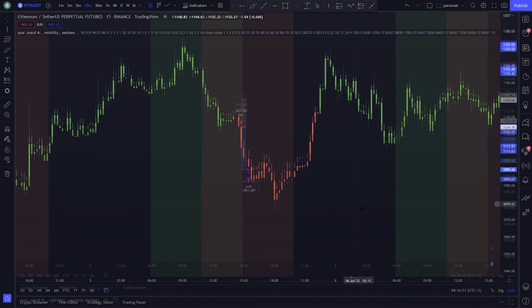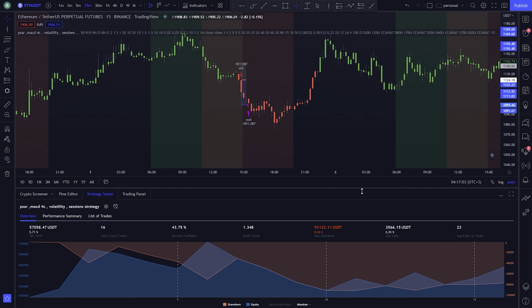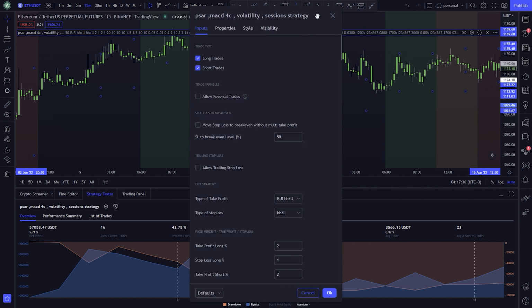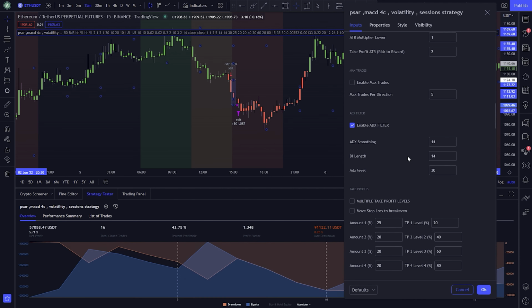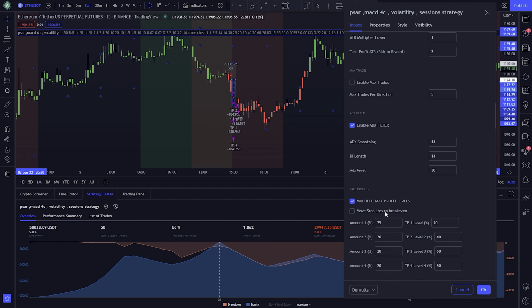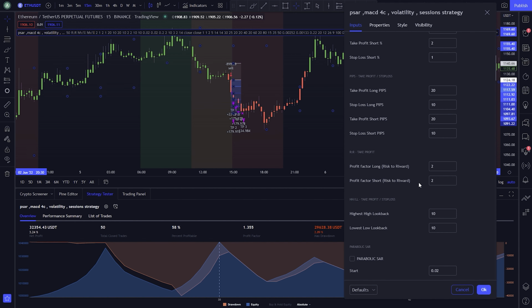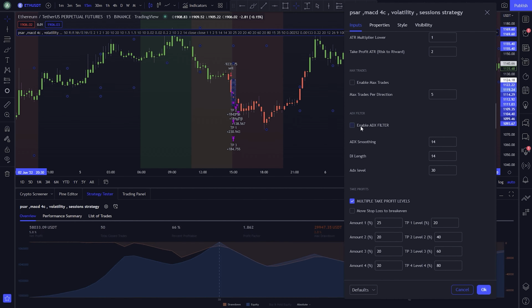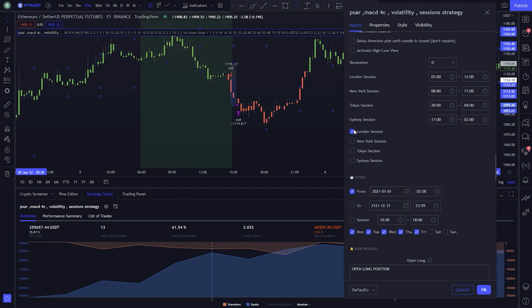Let's see the result. As we can see, the win rate is 43%. But we will change some settings to make this strategy more profitable, and there are many options you can try. You will find the code of this strategy in the description below to try it yourself.